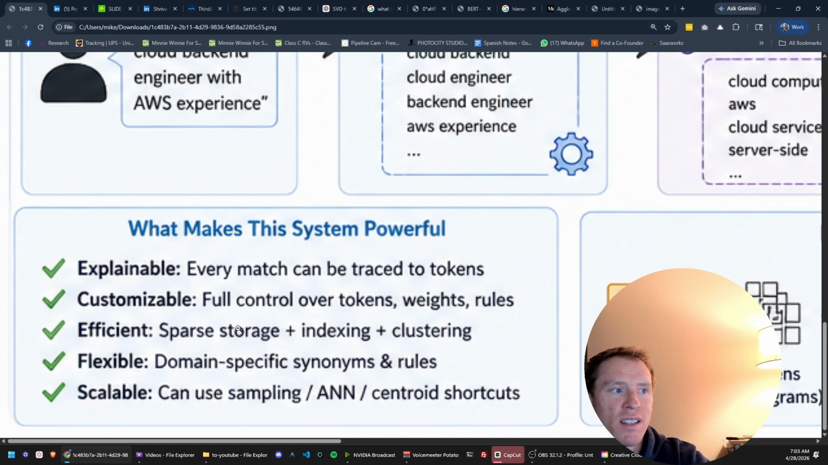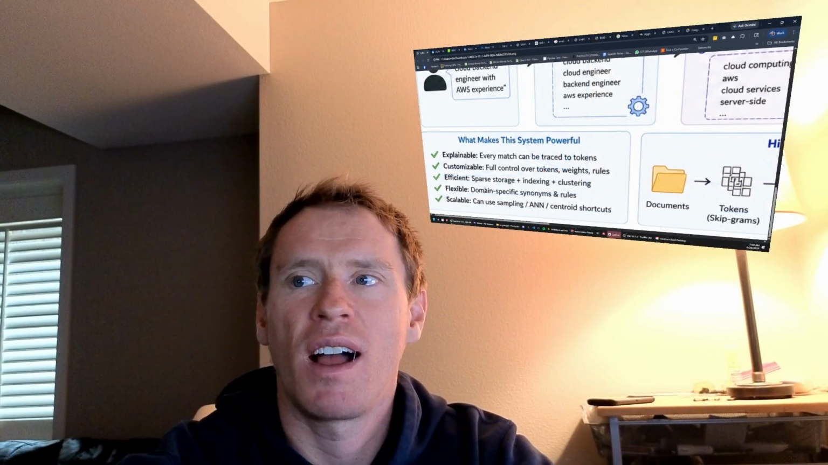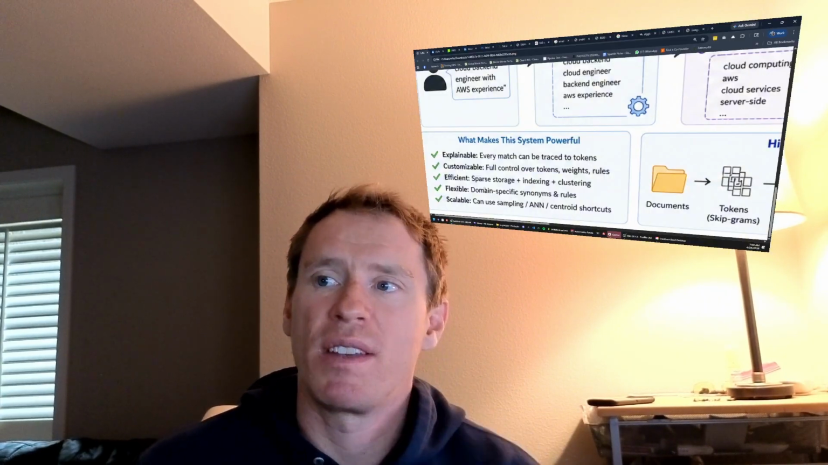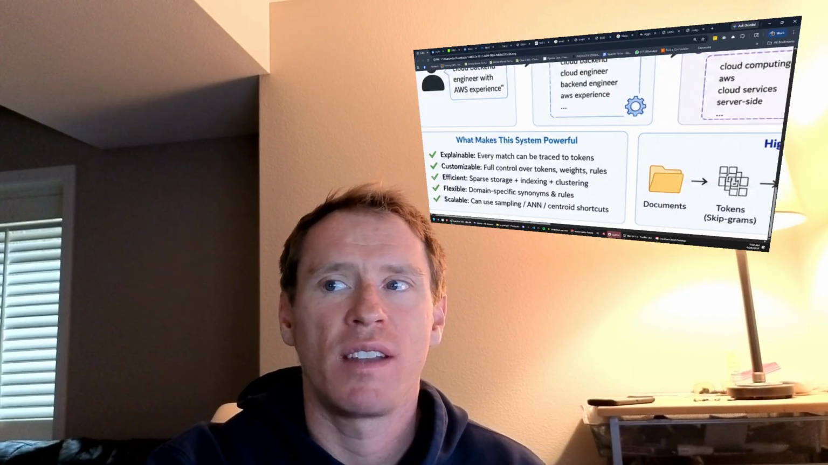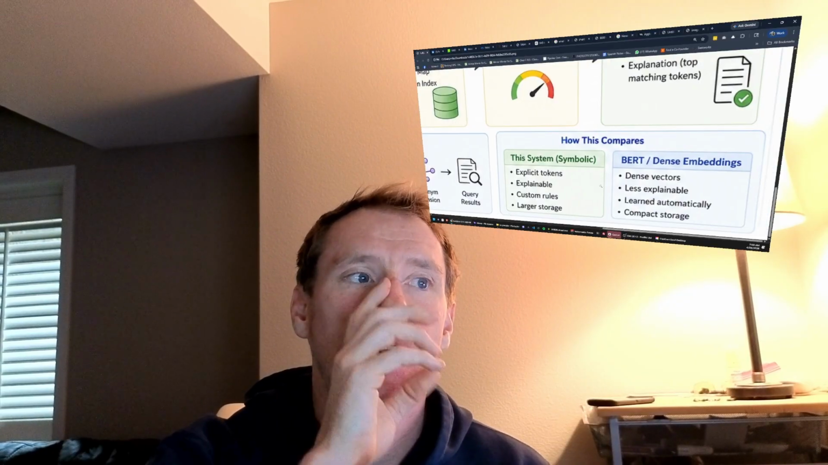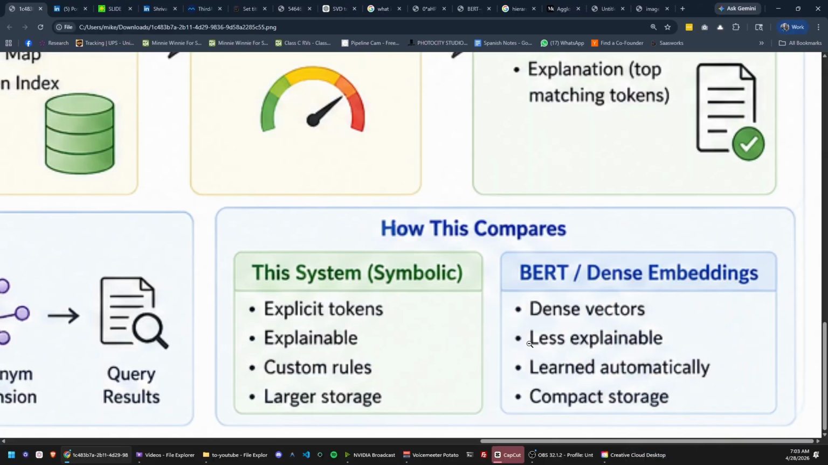Even though this says it's efficient, I don't really think so. I mean, maybe compared to training huge GPU farms, it's efficient. To be clear, this proposed idea is not anywhere close to what you would get out of a transformer, but it's still pretty powerful. And it even says it right here: how does this compare to BERT?